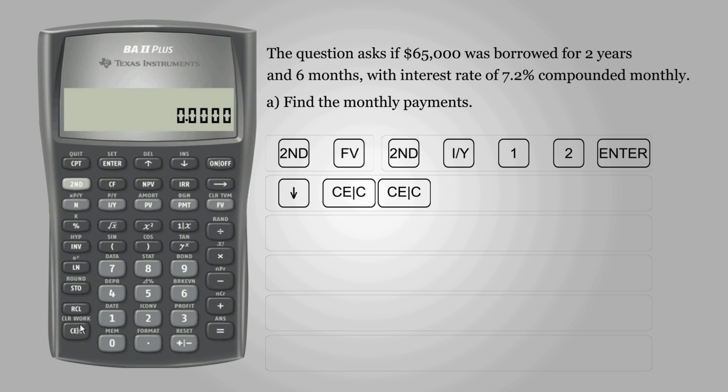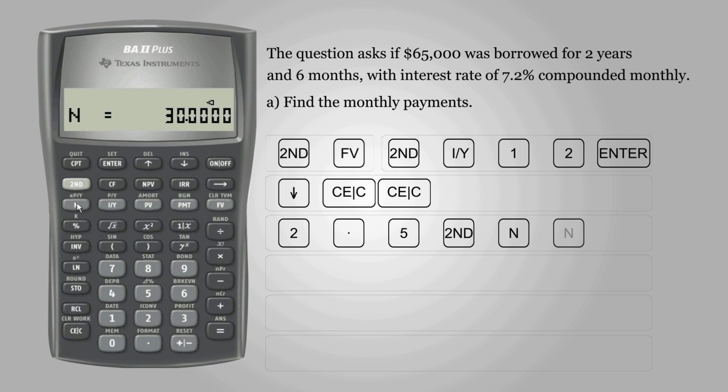For number of payments, we need to multiply number of years by the PY value. We can use the payment multiplier. Enter number of years, 2.5, and press second and N to multiply it by the PY value. Press N again to store it in N.